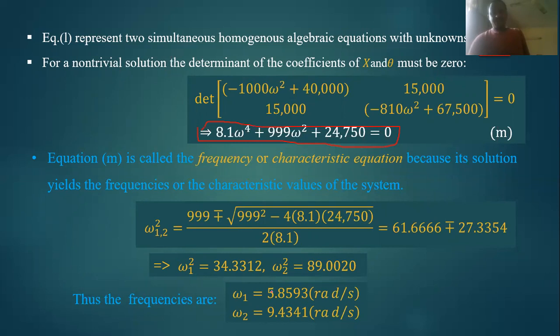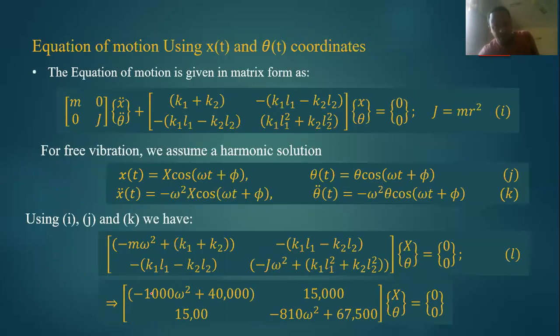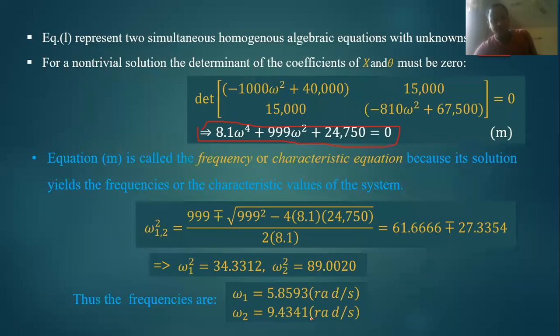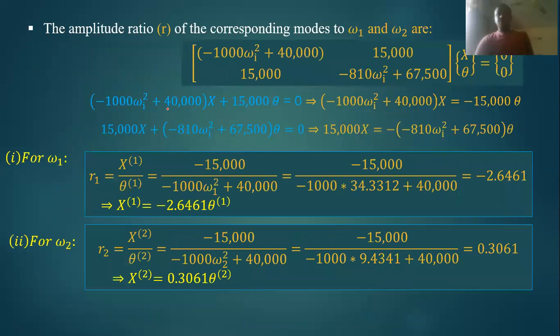And now substituting this frequency into the main equation means this equation. This is our equation. So substituting omega1, we can find the first mode of vibration. Substituting omega2, we can find the second mode of vibration. So this is our equation, and from this we can find two equations. One is this, another is this.